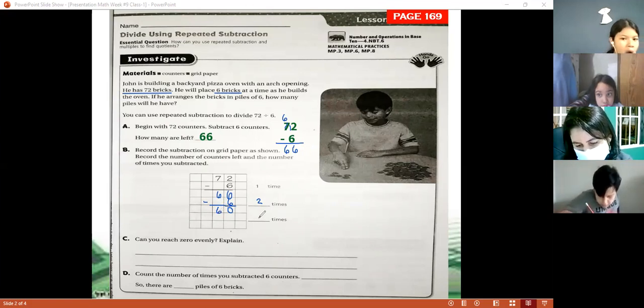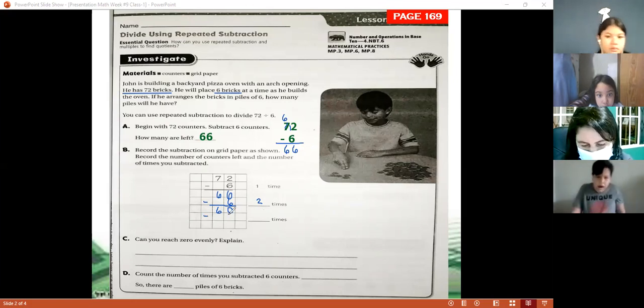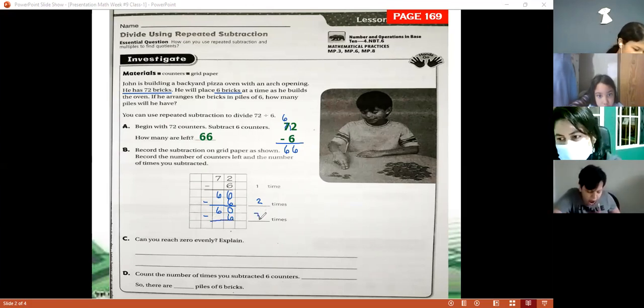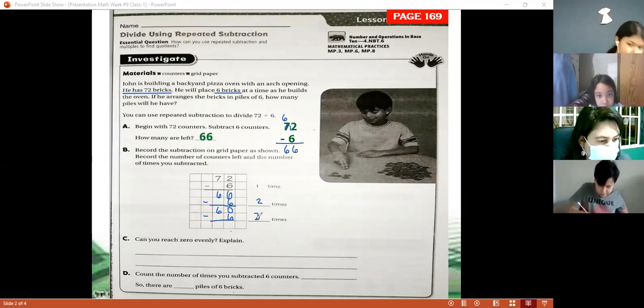Now we have 60. We can continue one more time subtracting 60 minus 6, right? We have a space, so we're going to subtract 60 minus 6 one more time. This is the third time that we're subtracting 60 minus 6. What is the answer, class, of this subtraction?